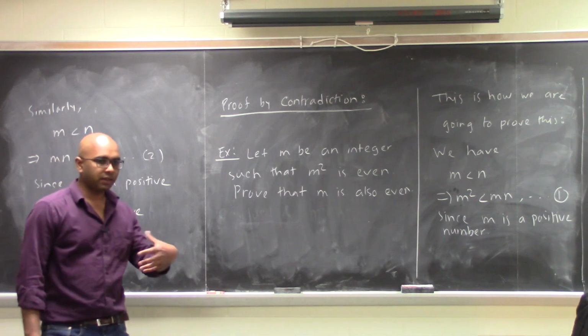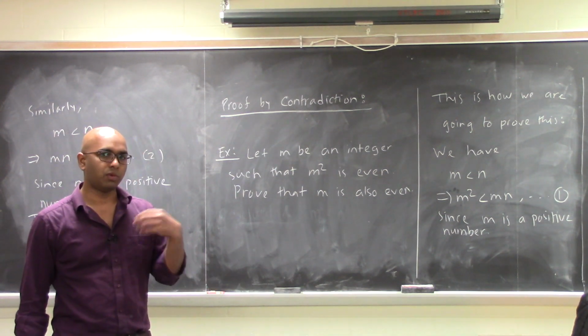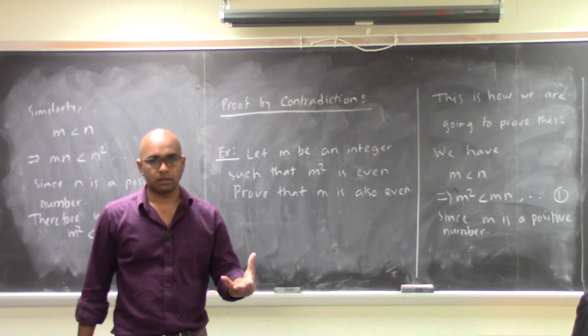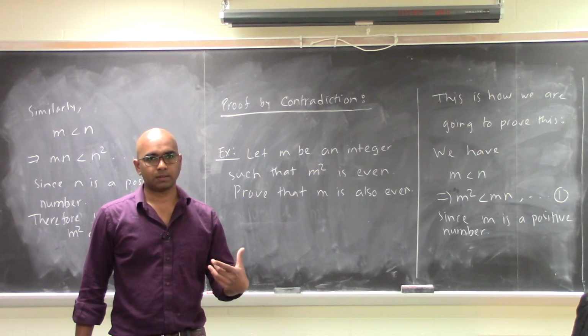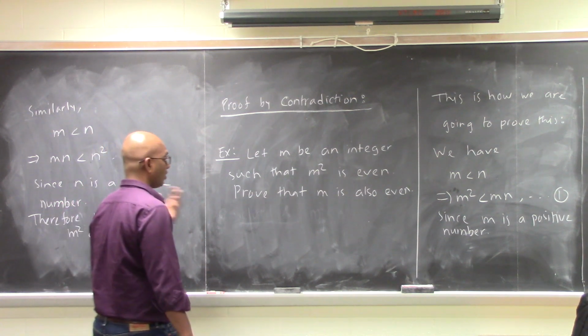Now, what is an even number? A number is even if 2 divides that number, right? For example, 4 is even, 20 is even, right? But 15 is not even, because if you divide 15 by 2, you have a remainder of 1. So 2 does not divide 15, so 15 is not an even number, 15 is odd.